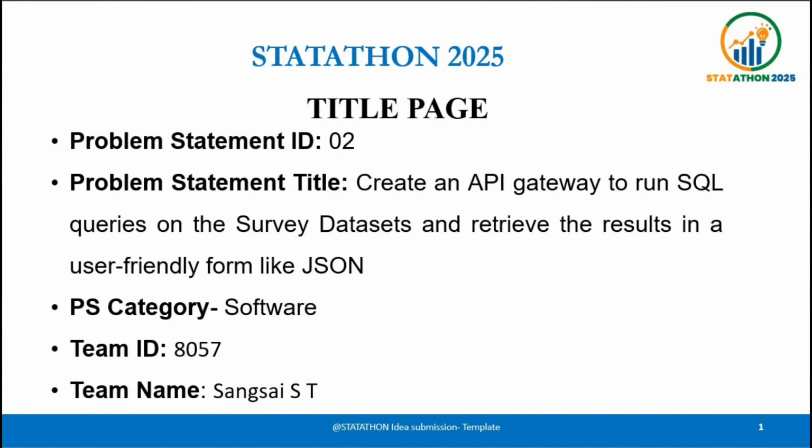Hi, this is the POC video of STATATHON 2025. Our team ID is 8057. Team name is Sangsai ST. Problem statement title is create an API gateway to run SQL queries on the survey dataset and retrieve the result in a user-friendly form like JSON. Problem statement ID is 2.